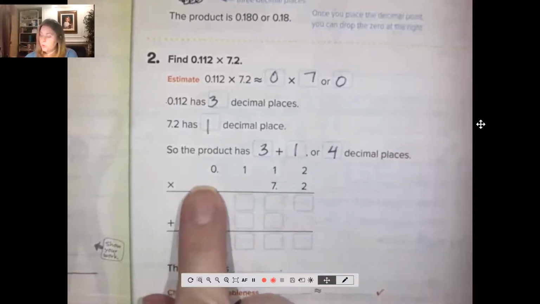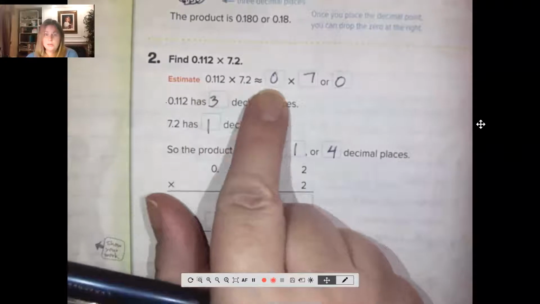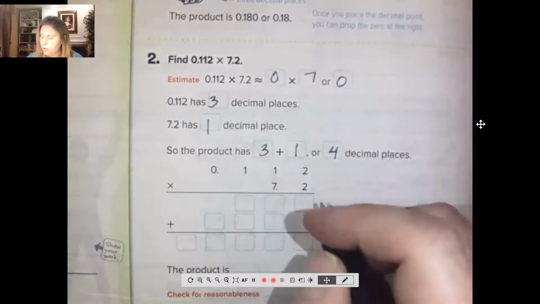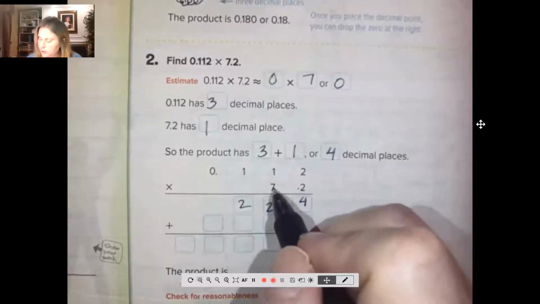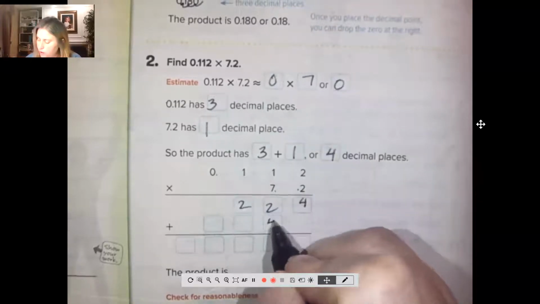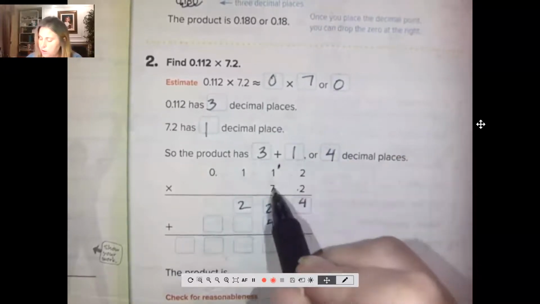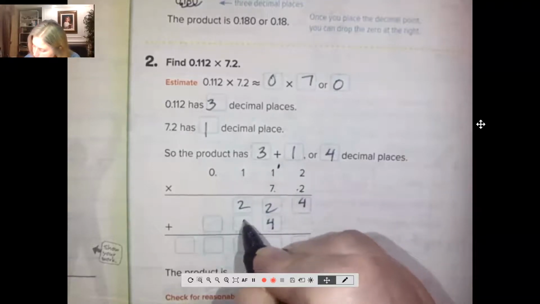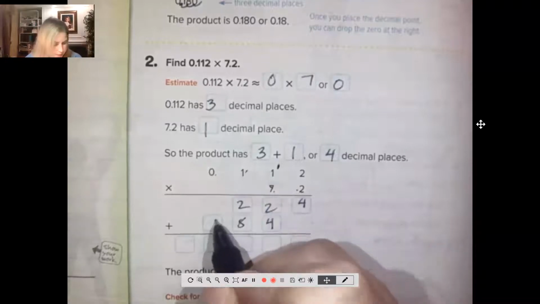Next, let's go ahead and multiply 0.112 times 7.2. 0.112 times 7.2. 2 times 2 is 4, 2 times 1 is 2, 2 times 1 is 2. Moving on to the 7. 7 times 2 is 14, write the 4, carry the 1. 7 times 1 is 7, plus 1 is 8. 7 times 1 is 7.